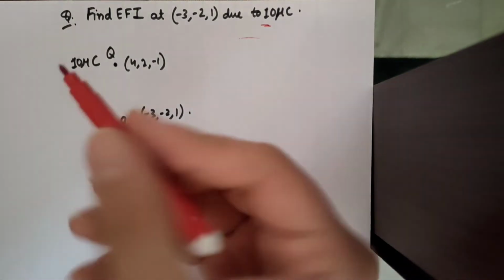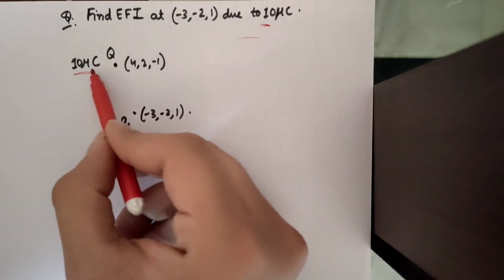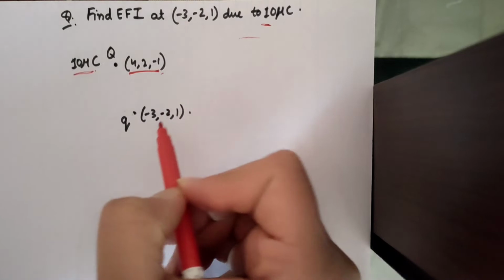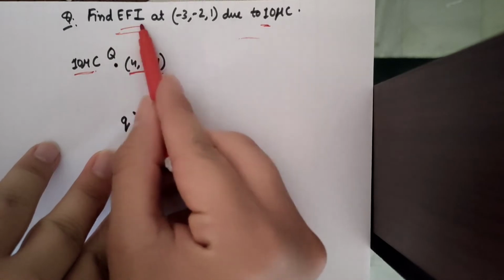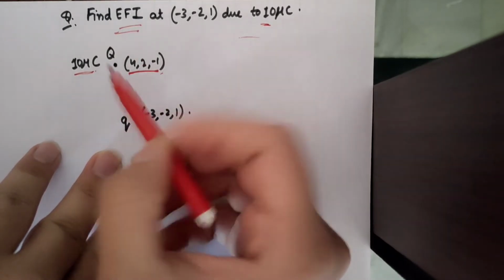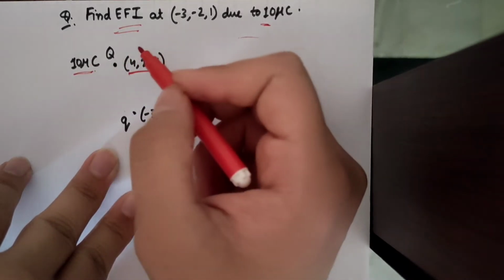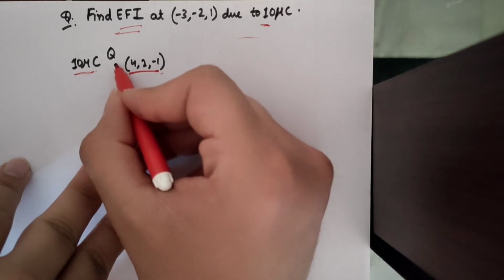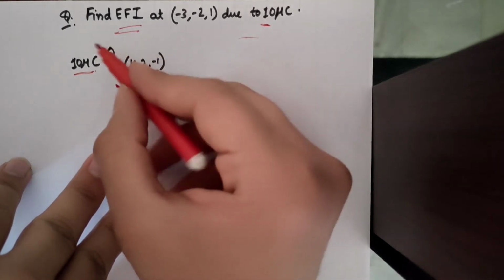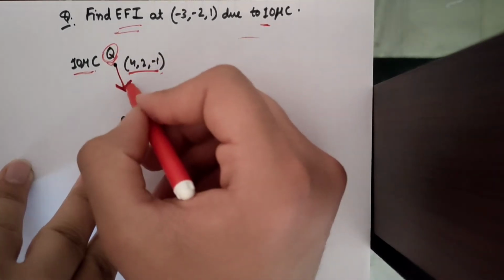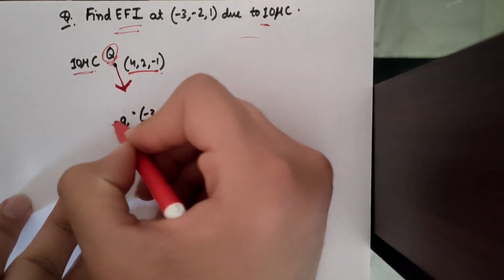In this question we have a point charge Q of 10 microcoulombs at this point, and EFI is asked. To calculate EFI, first we need to calculate the position vector between these two points. Since this is a positive charge, they will repel each other, so this will point radially outwards. The force due to this positive charge will be outward, as it will repel this other positive charge.